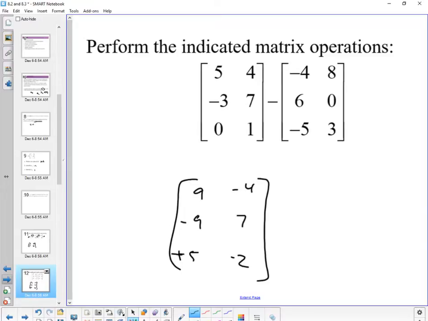So are you just technically subtracting 3? No, these are no longer systems. These are just matrices, so they don't represent X or Y. They don't necessarily have to represent anything. Of course, sometimes they do, but we'll worry about that when we need to.